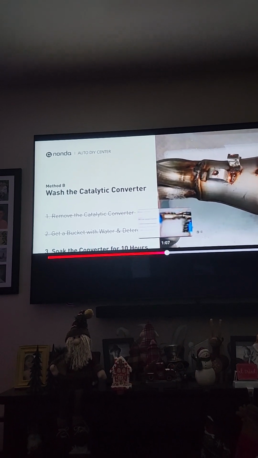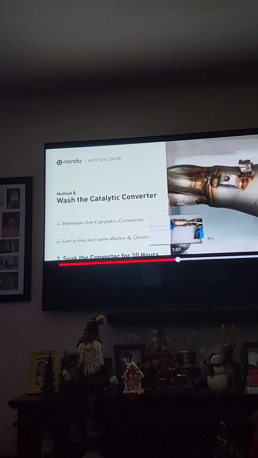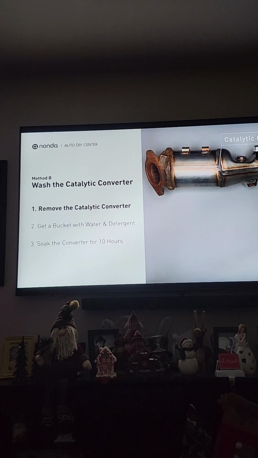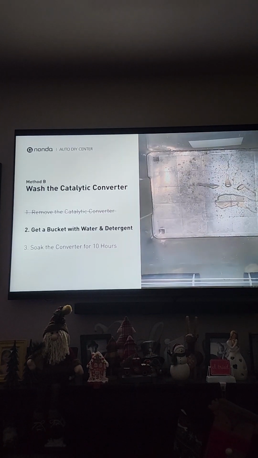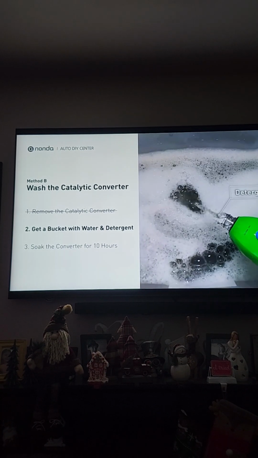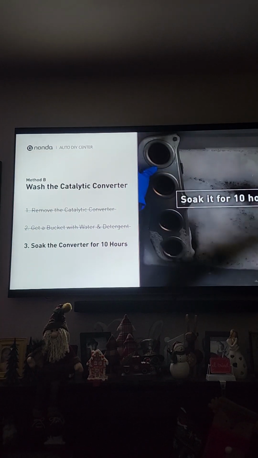Method B would be to wash the catalytic converter. What they're saying is remove the catalytic converter from your vehicle, get a bucket of soapy water, put some detergent in it, and foam it up. Put the catalytic converter into the solution and soak it for 10 hours. If you have to wash your gasoline-powered catalytic converter off the substrate, or the brick we call it, you have bigger problems going on.